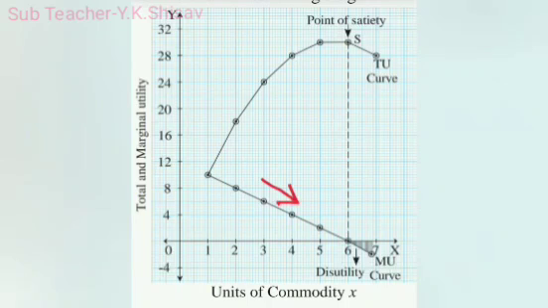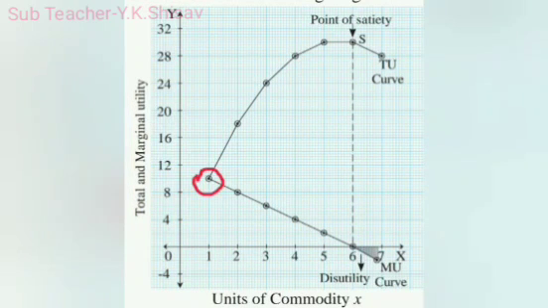So students, the above given schedule and diagram explain that total utility and marginal utility of the very first unit of X consumed are the same. That means at the initial stage total utility and marginal utility are equal. That means TU is equal to MU. This is the first stage.